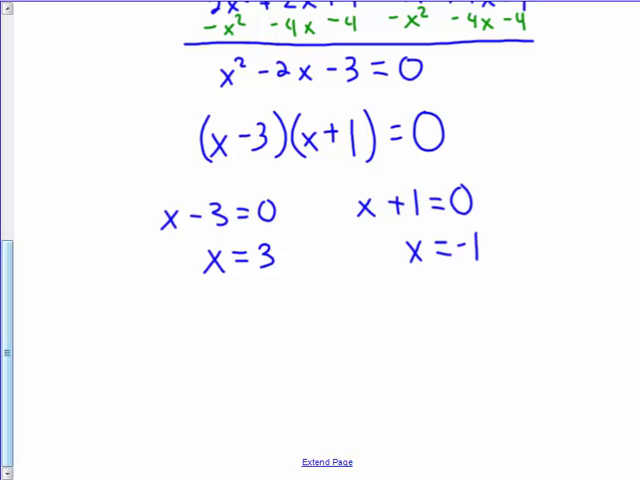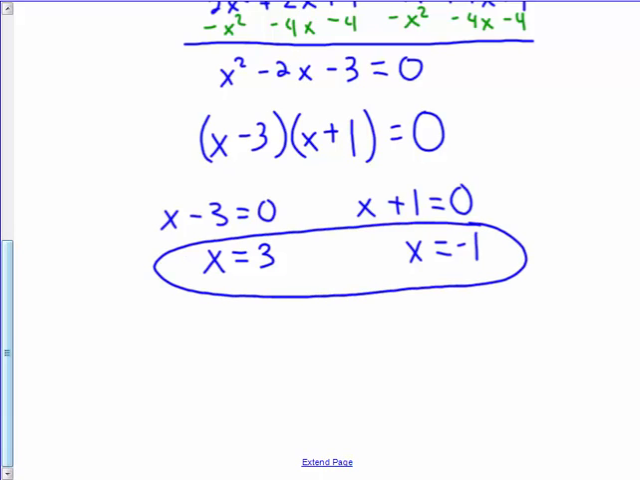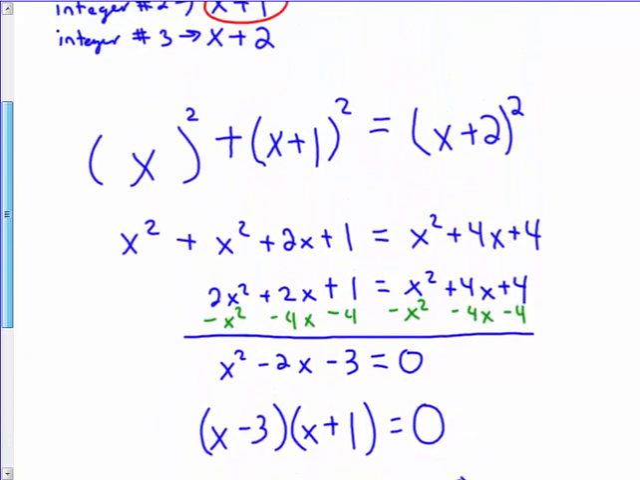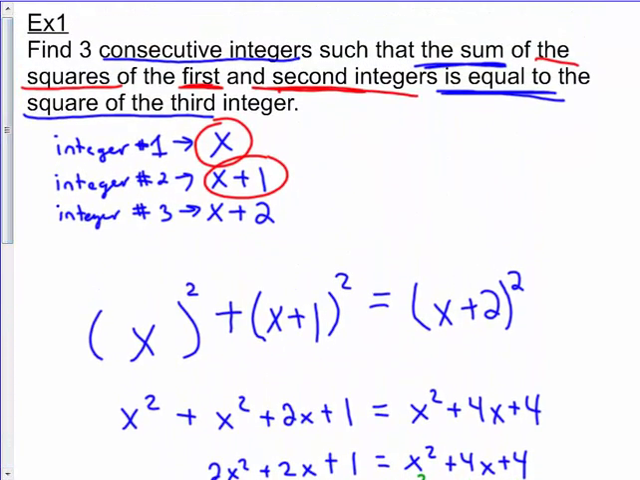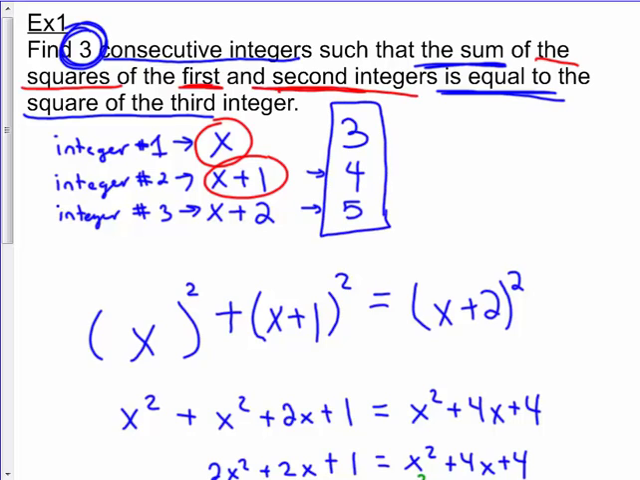If I go back up now, what does it ask me for? It asks me to find all three numbers here. So if I just left it like that, I'd probably get some points taken off here. It asks me to find all three integers, so I have to do it twice. The first one, where x is 3, so that's 3, 4, and 5. Or, if it's negative 1, I'd have negative 1, negative 1 plus 1 is 0, and negative 1 plus 2 is 1. So I actually have two sets of answers there.